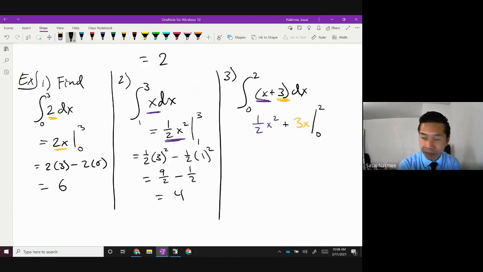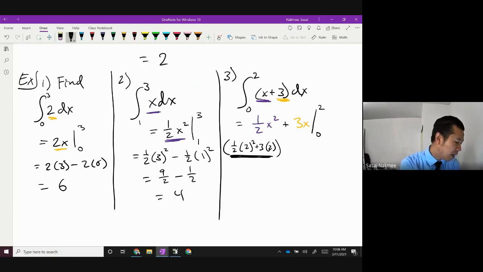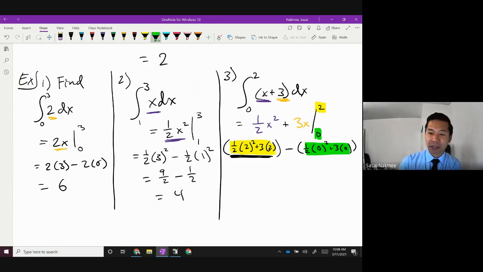And then now we just plug these in. This one gets a little bit more complicated, guys, when you start plugging it in. We have here 1/2 2 squared plus 3 times 2, right? This whole thing right here is me evaluating it at 2, right? That's this guy right here, okay? Minus 1/2 0 squared plus 3 times 0. Right? That whole thing is me evaluating it at 0. And remember, you have to subtract these two.